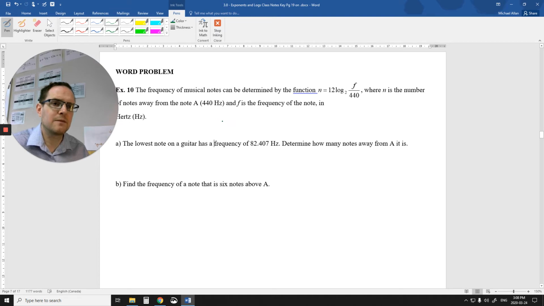We're going to do a little word problem here. The reason I just throw in a word problem is because you can see some word problems in some tests that we do. So let's just read through this one and see what it says.